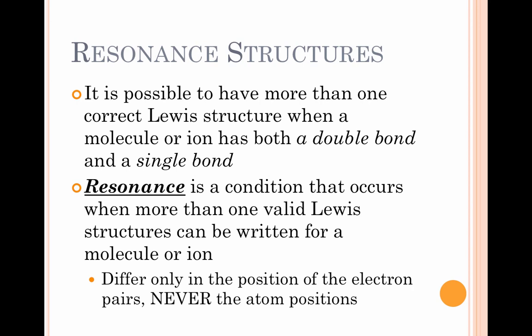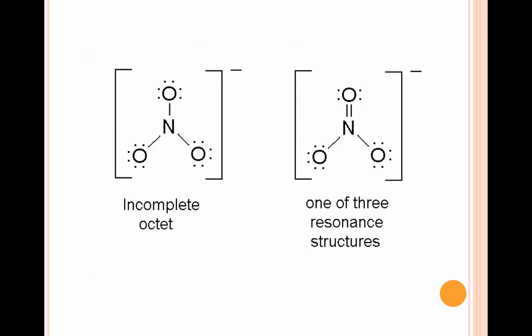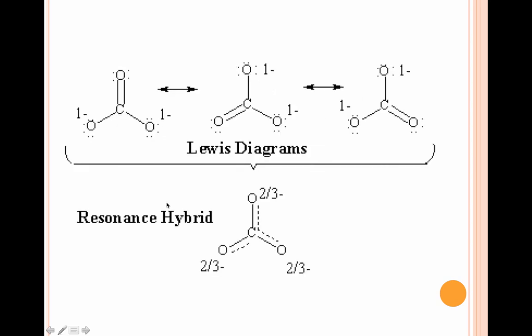It's possible, and it really only occurs when you have a double and a single bond together. It differs only in the position of the electron pairs, never the atom. So if you look at this picture, you have N and 3 O's. So what's going to happen is you need a double bond on the end. This is actually the charge, the ion. If you look at this resonance structure, you see there's 2 single bonds and 1 double bond.